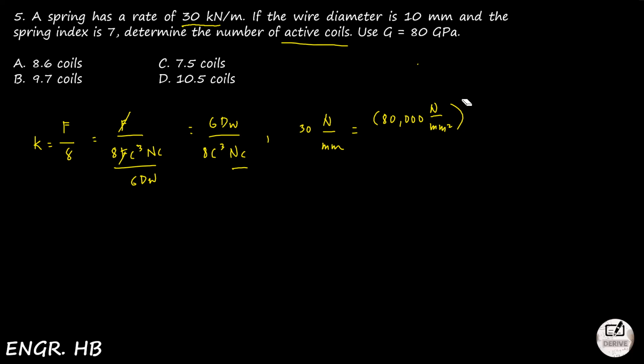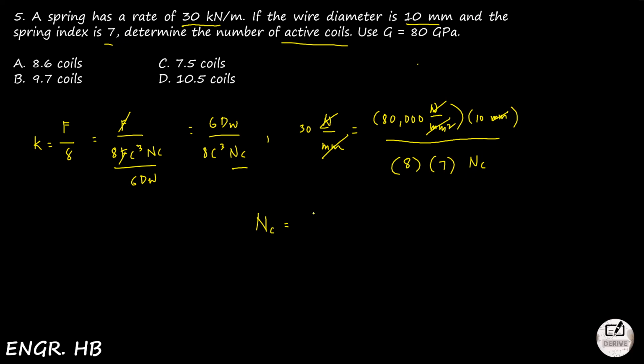Okay, so si DW, meron ba tayong given na DW? So the wire diameter is 10 mm. HC cube NC. So ang spring index daw natin is 7, so that was C. Ayan, so number of coils. So cancel si mm na isa, cancel si Newton at may natirang mm dito, cancel dito. So everything is on perfect position. So number of coils will be unitless.